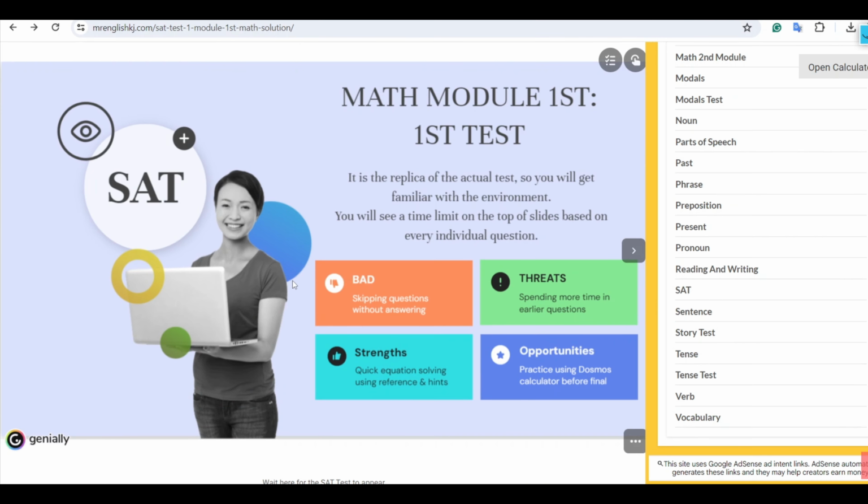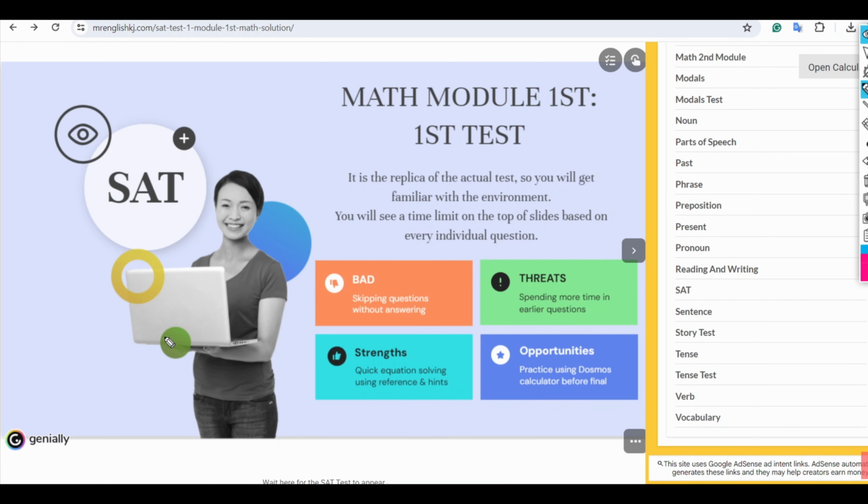Now this is what I was talking about, the free SAT test. It looks like this. Well, we try to make it as similar as possible, meaning you will get things that are quite similar to the final exam. So you will get practice by doing these tests.